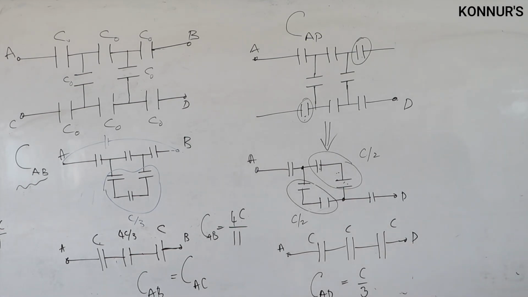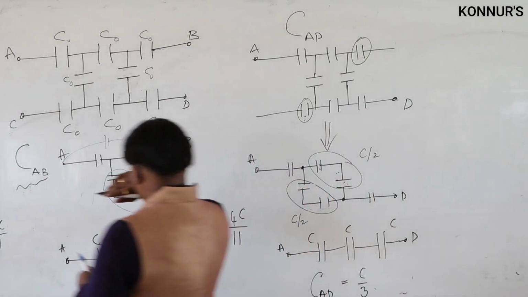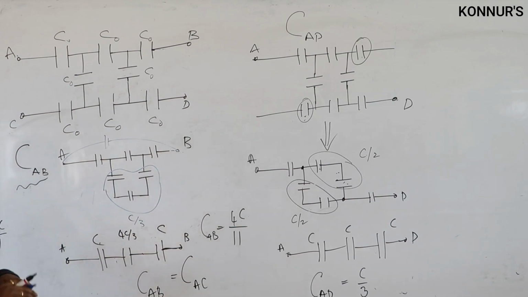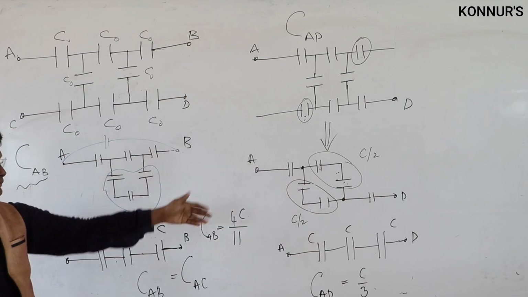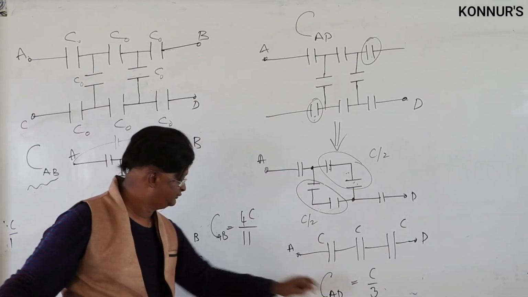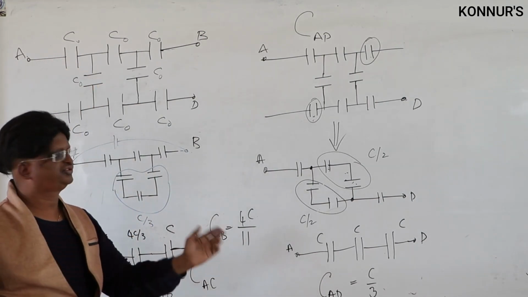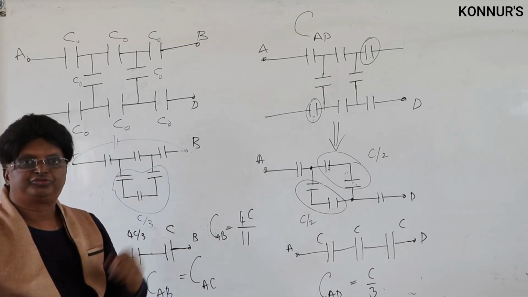Now, supposing you are asked to compare C across AB and C across AD. Earlier we told CAB and CAC are same, whereas now CAD compared with CAB, any such examples you can extend it, whether CAD is the higher value or CAB is the higher value. The same question can be changed with a small difference. Hope you have understood this.